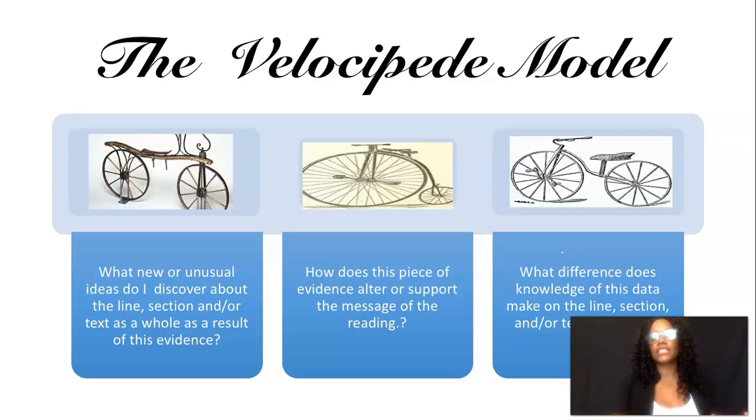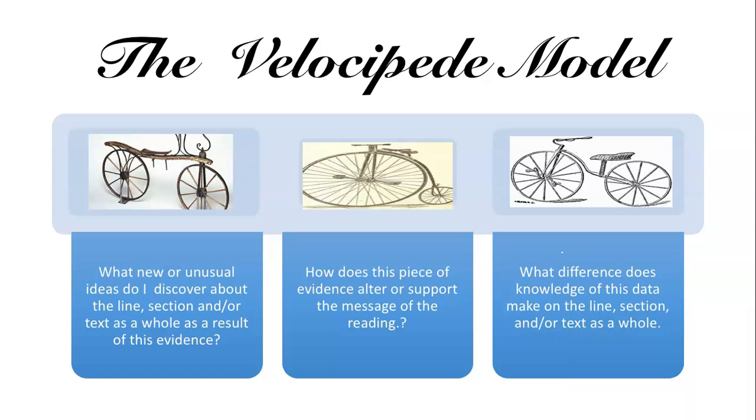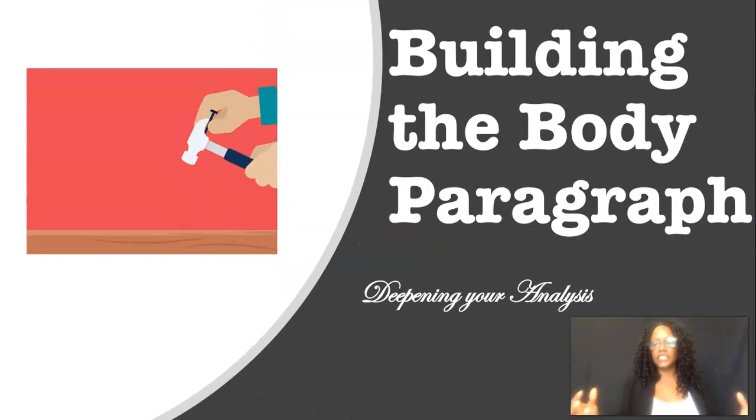Another way to achieve your analysis is, how does this piece of evidence alter or support the message of the reading? This too will help you achieve your analysis. What difference does knowledge of this piece of data make on the line, this section and or text as a whole? Again, it's the same matter, but it's applying to the bicycle method in hopes that you won't forget that. So there are different ways to achieve your analysis.